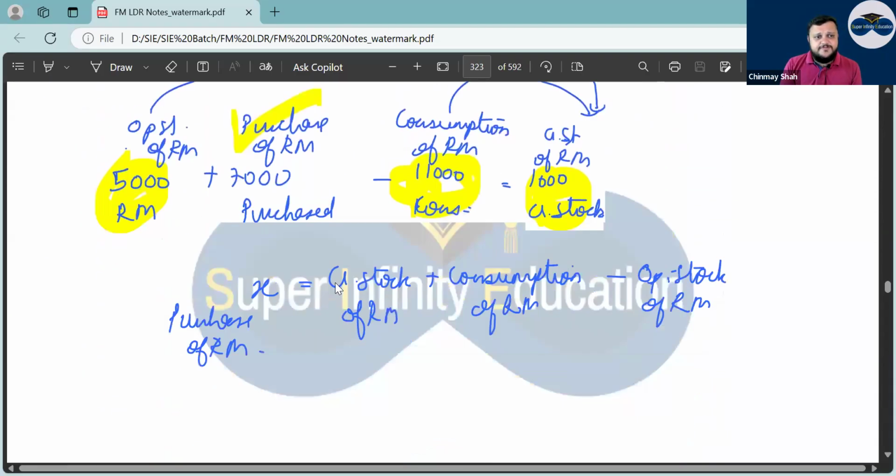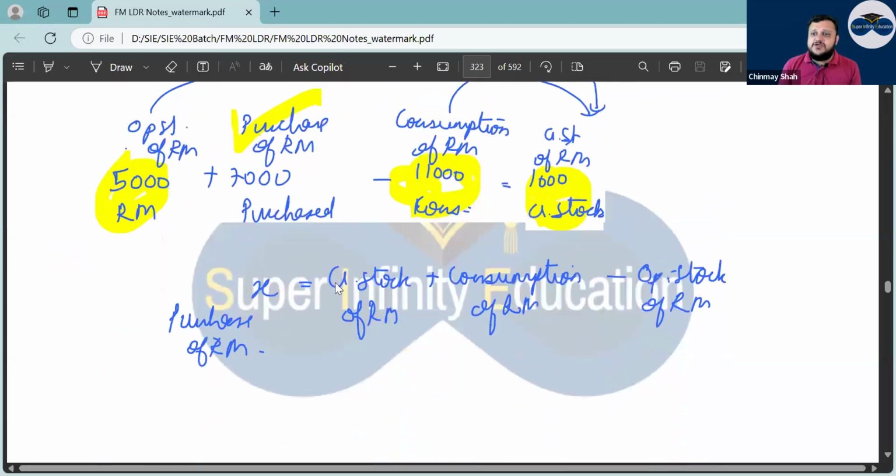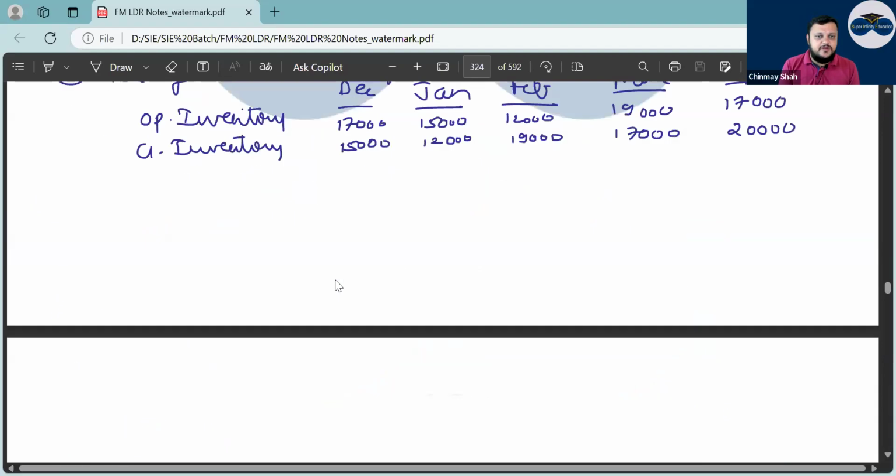Then we also had, if purchase units are to be found out, you have opening stock of raw material plus purchase of raw material minus consumption gives you closing stock. Always remember this base formula. With this, you will surely be able to find the purchase of raw material. If anything out of the four things is asked, you can rearrange and find the answer. Purchase of raw material is closing stock plus consumption minus opening stock of raw material.